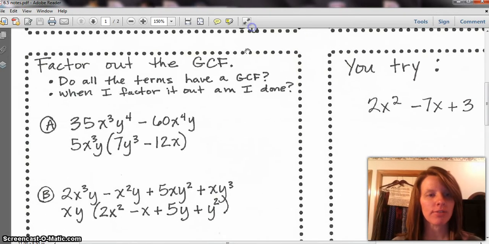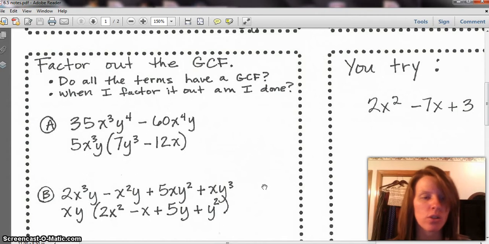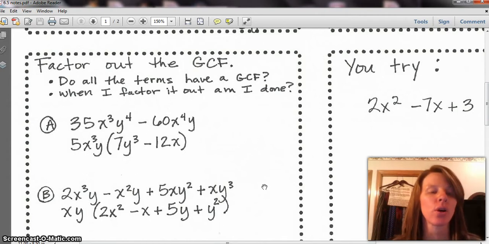Factoring out the GCF, two questions you need to ask yourself. Do all the terms within the expression have a GCF? And when I have factored that GCF out, am I done? When the problem is finished and you have factored. Take a look at problem A. 35x to the third, y to the fourth, minus 60x to the fourth y.